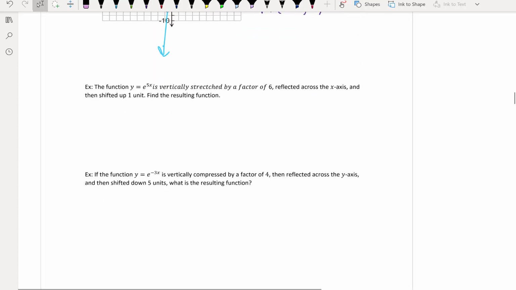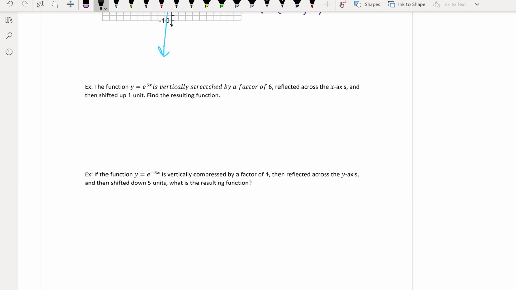So now you have some description. Hopefully this is somewhat familiar from a previous chapter that we had. It says the function y equals e to the 5x is vertically stretched by a factor of 6, reflected across the x-axis, and then shifted up 1 unit. Find the resulting function. This is something that you can't really plug into your calculator. This is one where you really have to know your definition.